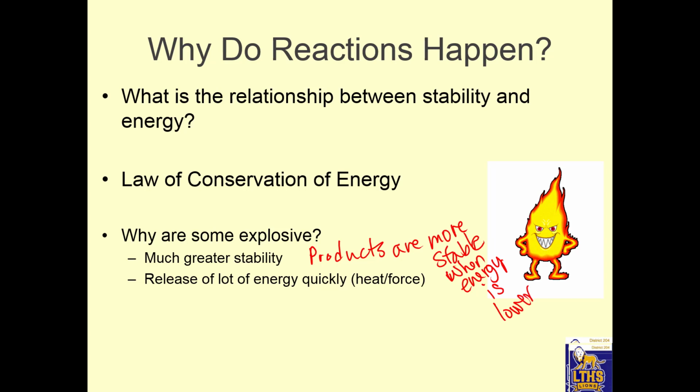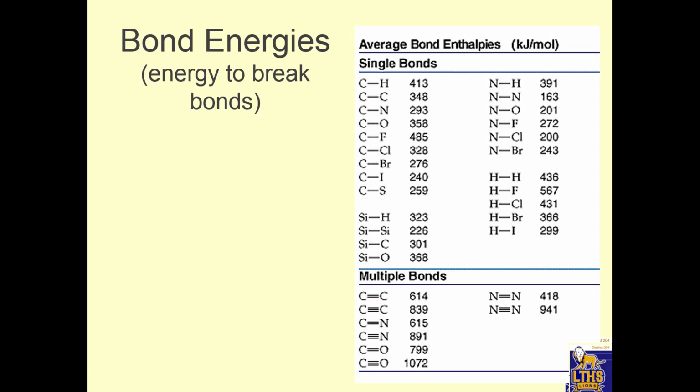Okay. So if something releases a lot of energy quickly, then that's probably going to be a faster reaction. And if the products are more stable, that's going to be a faster reaction. Okay, so we talked a little bit about bond energies. So if you want to break this bond, you have to add in 413 kilojoules of energy for every mole of that bond to break it. Add that much to break it, okay?